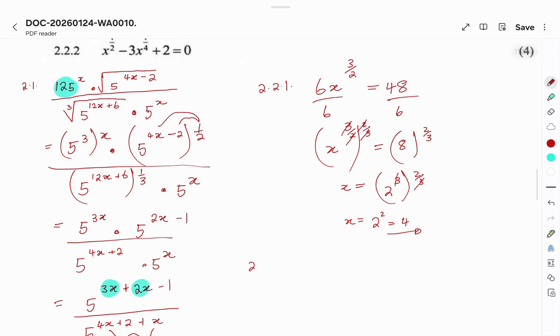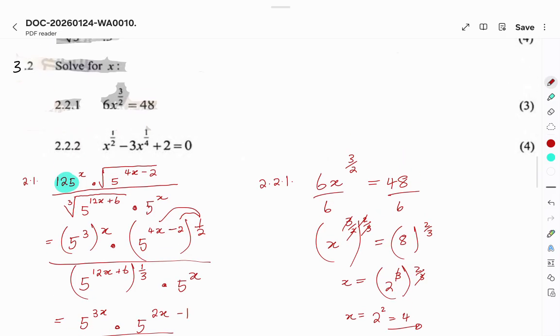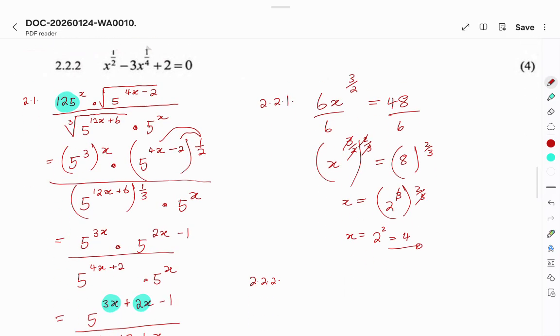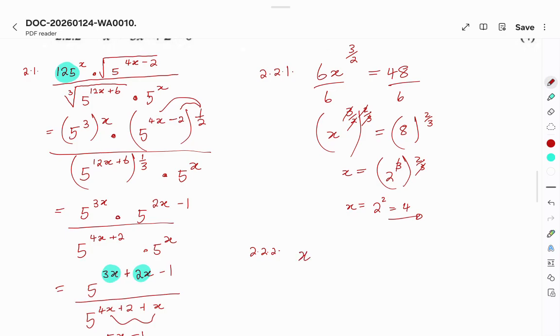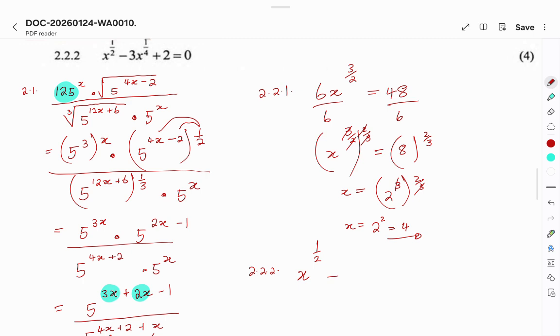this is going to be 2.2.2. 2.2 solve for x for that expression that we have there. So we have x to the power of a half minus 3 to the power of 1 over 4 plus 2, and that is equal to 0.